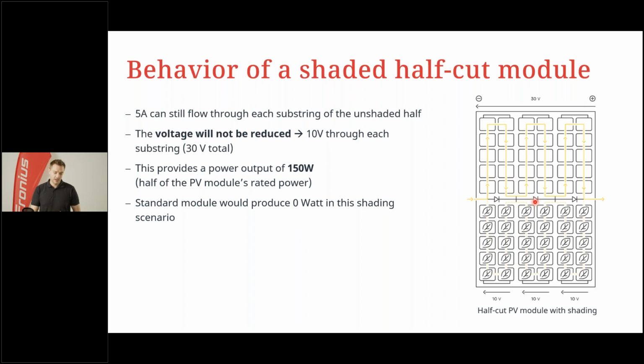If you would have this shading with a standard module, where the cells are not cut in half, you would have 0 watts, because all 3 diodes would become conductive here, basically, to not limit the other modules in the string.